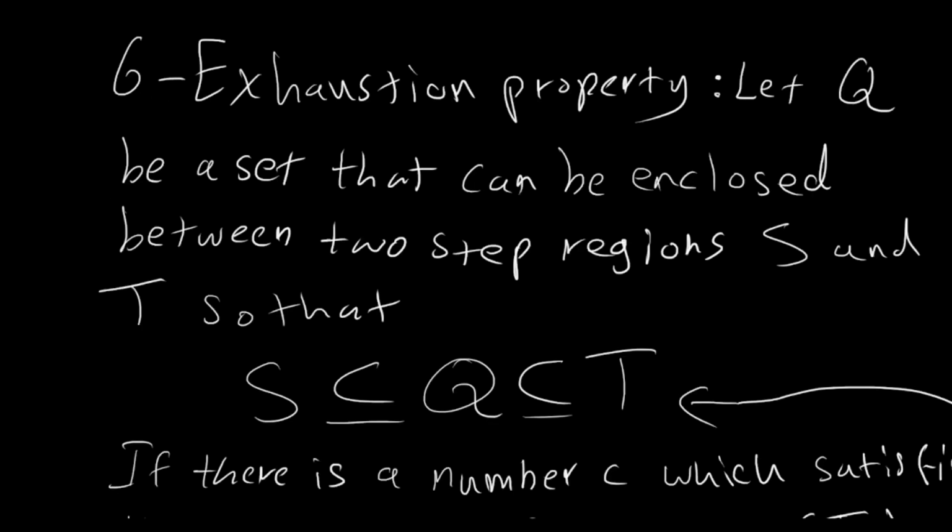And finally, we have the sixth axiom, which is called the exhaustion property. Let Q be a set that can be enclosed between two step regions. Step regions means that it's a set in the plane formed by putting together a finite number of rectangles. Two step regions S and T, so that Q is a subset of T and S is a subset of Q.